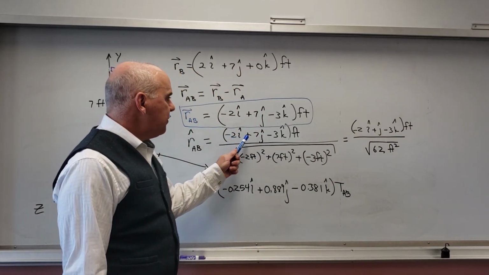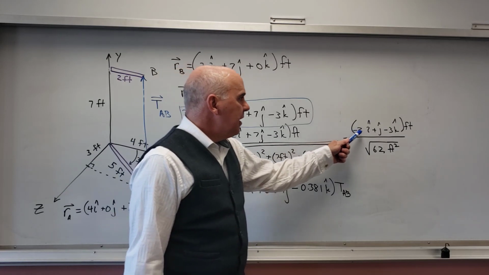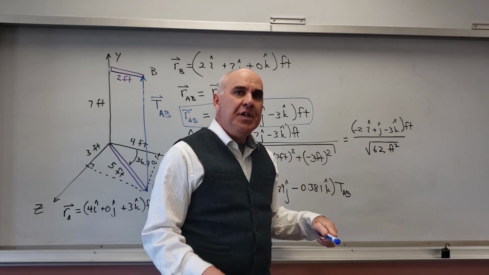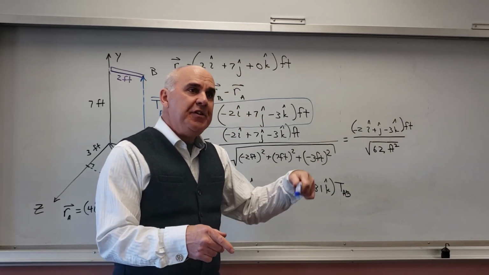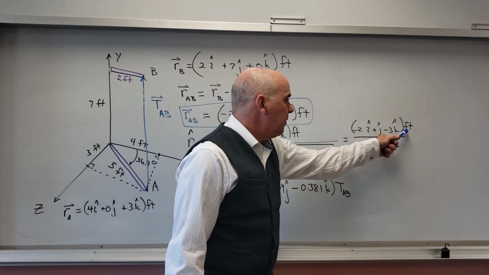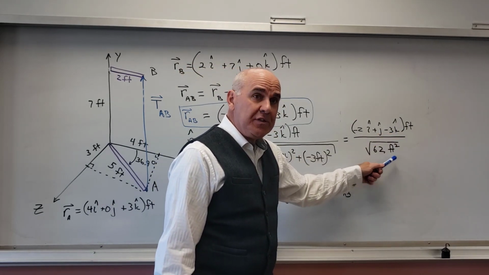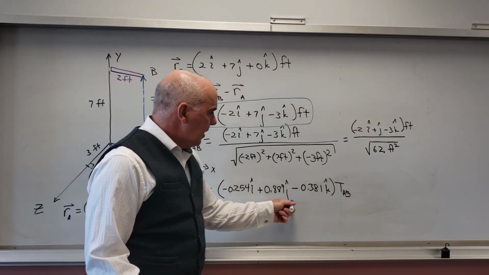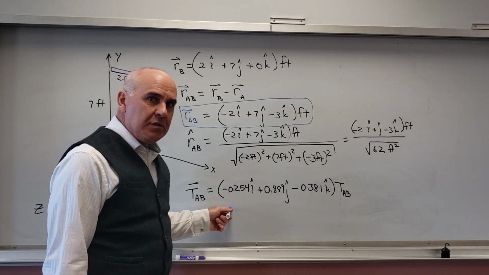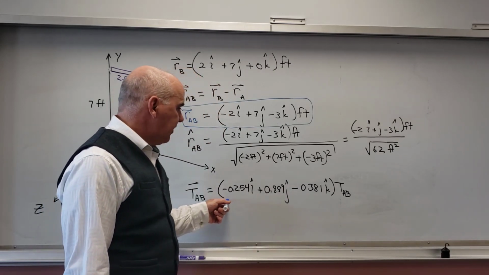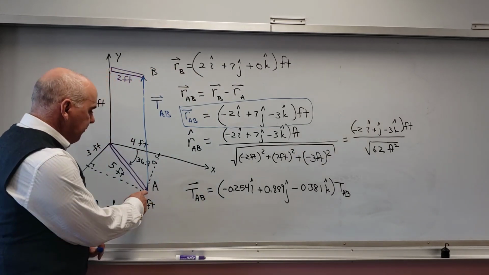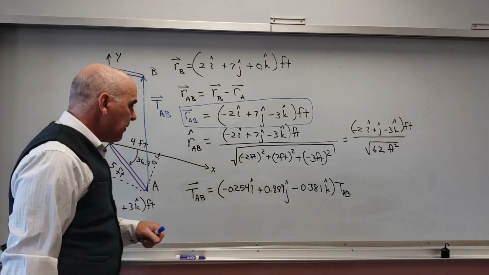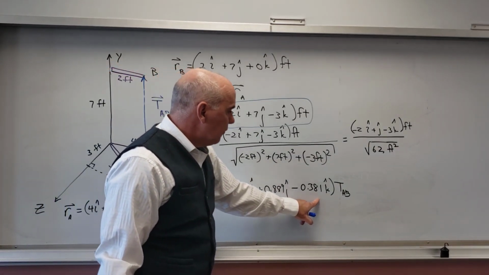So my numerator is negative 2i plus 7j minus 3k, and that's in feet. And then I'm going to divide by the square root of 62 feet squared. But when I take the square root of feet squared, I get feet. And so I have feet up here, feet down there, and that goes away. So there's no units. And so this, inside the parentheses, becomes my unit vector. No feet, there's no length in here. This is simply a unit vector pointing from A to B. So it's a vector pointing from A to B with a length of 1. And then this is what I get in the decimal format for that unit vector.